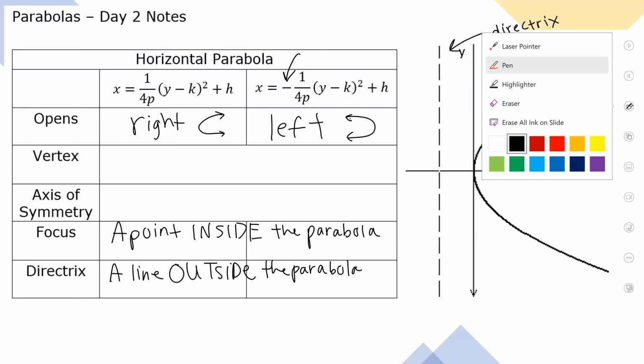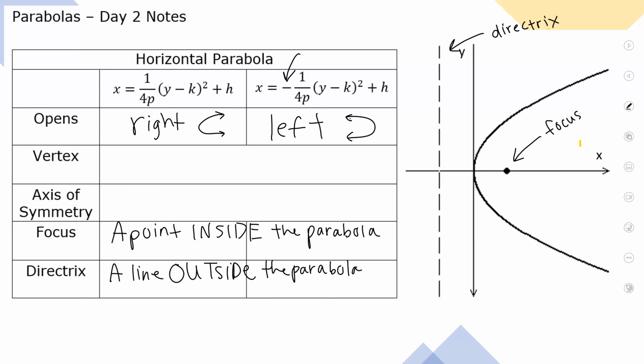Something else that is important today is notice our equations are different. Yesterday we had y equals. Today we have x equals, and the y is on the inside. These are some different things. Another thing is that h and k are switched. K is now on the inside and h is on the outside. So we have different equations today.